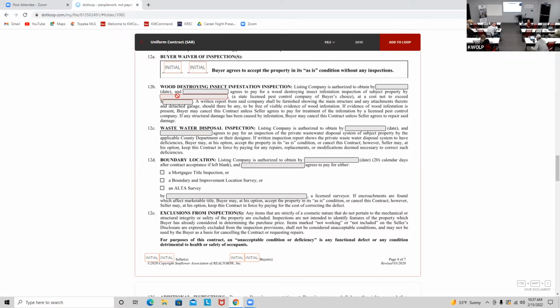From the inspector, what is the problem? When are the repairs going to be made? Where are the repairs being made? And how, and who is paying for those repairs? And that should contain the answers to all of those questions.